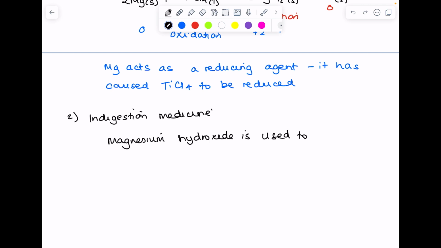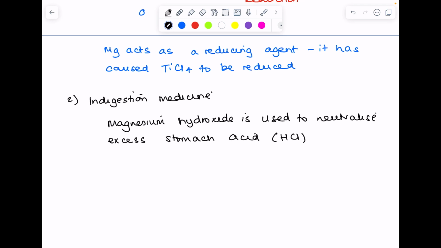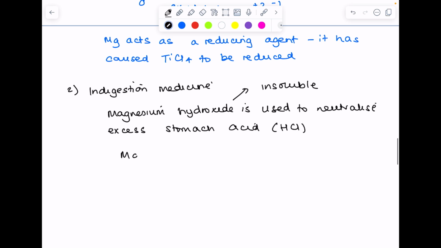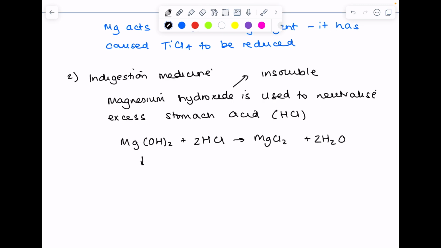So magnesium hydroxide is used to neutralize excess stomach acid, which remember is hydrochloric acid. The reason it can be used like that is because the magnesium hydroxide is insoluble. So if we look at the equation of what takes place, it's just a generic neutralization reaction which produces magnesium chloride and water. Make sure it's balanced. In this form, this medicine is known as milk of magnesia.